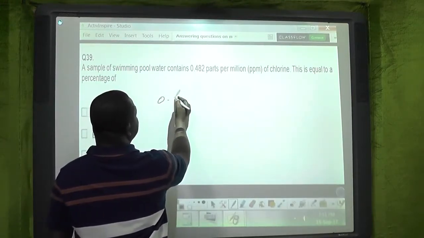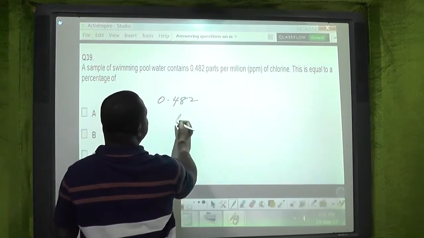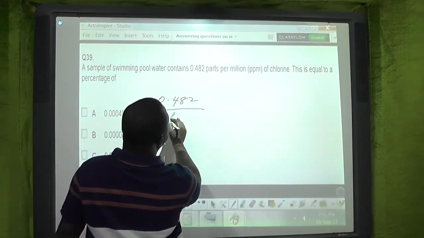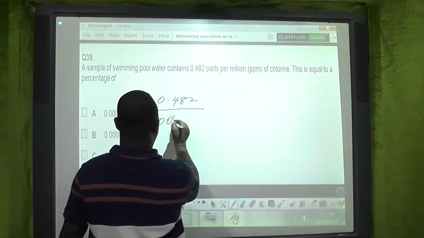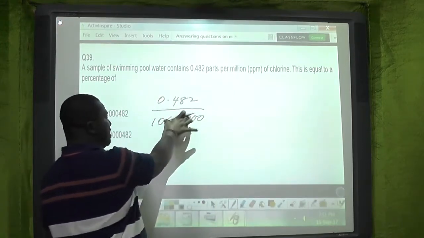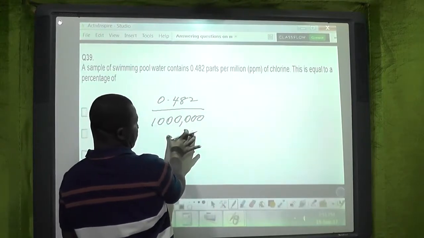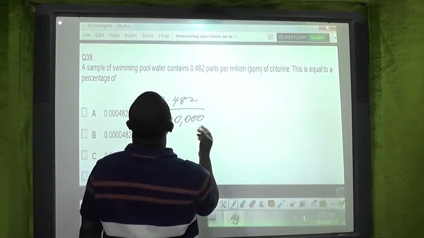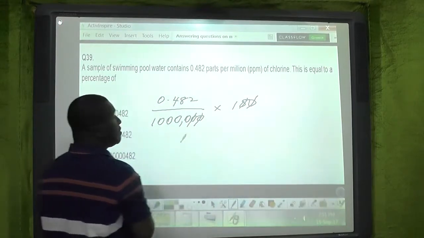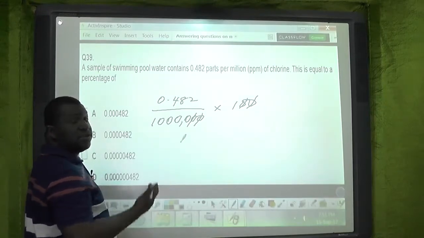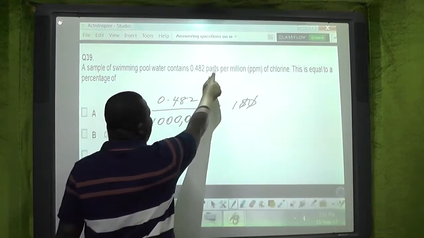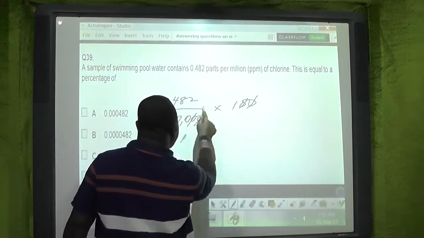So 0.482 divided by 1 million, that's parts per million of chlorine. They are looking for percentage, so multiply by 100. They want me to take that part per million to percentage. That's just mathematics.